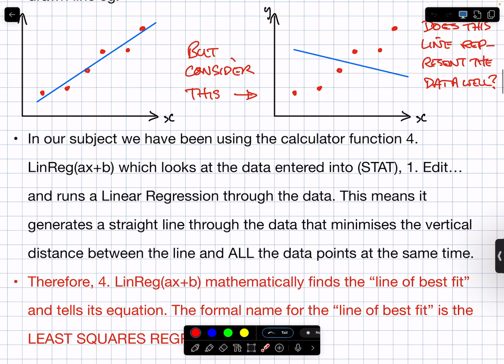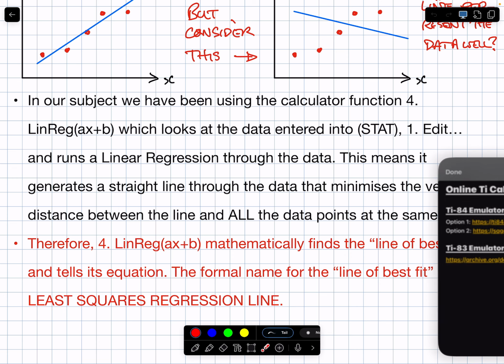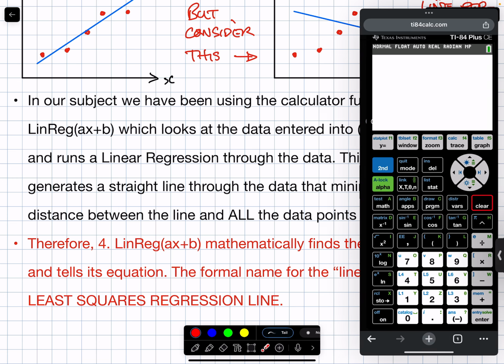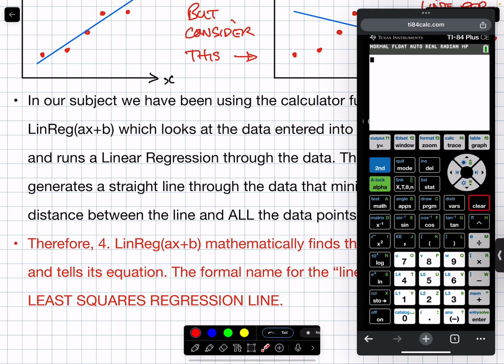So in our subject, you would agree that we've been hammering this, you may remember, how do we put data in? Stat. We put the data into edit. And then what was it that we used to find the statistics? We went calc, lin reg. But now you're going to learn what that means.